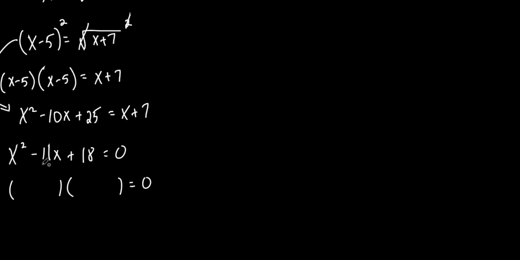They have to add up to be negative 11, and they've got to multiply to be positive 18. To a 9, that's it, okay? Positive or negative, or one of each? Both negative. They both have to be negative, because they have to multiply to be a positive 18 and add up to be a negative 11. So they have to both be negative, okay?